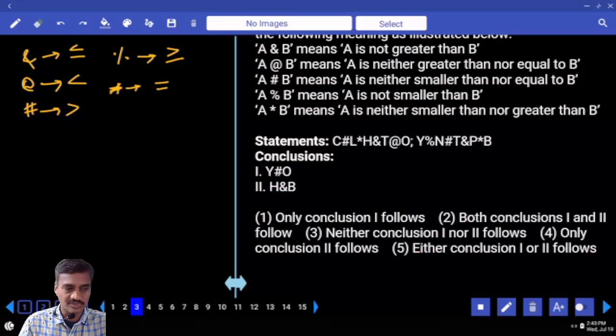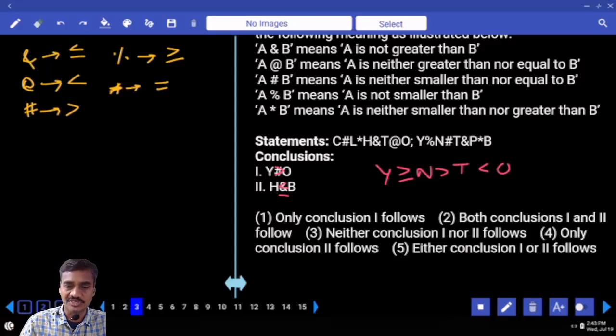Then coming to the third one. Now in this third one, Y hash. Hash stands for greater than, N is lesser than or equals to. Now between Y and O, Y to O, Y percentage. Y greater than or equals to N, N greater than T, and T at the rate of means T lesser than O. Now between these two, opposite symbols, no relation can be drawn.